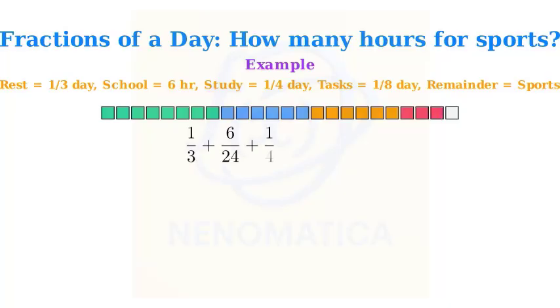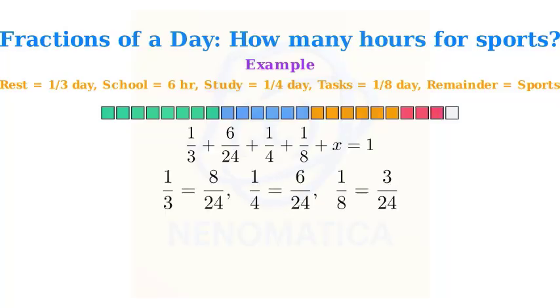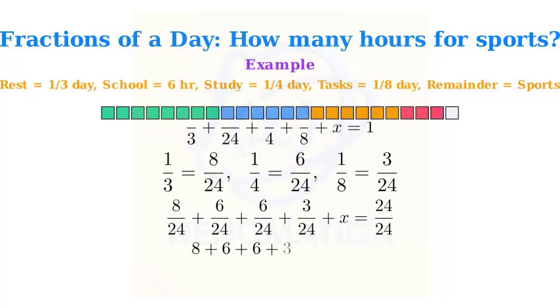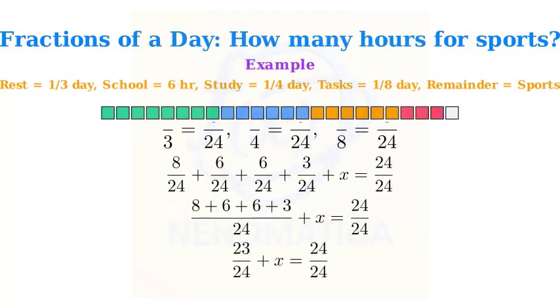Let x be the fraction of the day used for sports. The parts must add to 1 whole day. So 1/3 plus 6 hours out of 24 plus 1/4 plus 1/8 plus x equals 1. Now convert each fraction to 24ths. 1/3 is 8 over 24, 1/4 is 6 over 24, and 1/8 is 3 over 24. Add the numerators. 8 plus 6 plus 6 plus 3 equals 23. So 23 over 24 plus x equals 24 over 24.